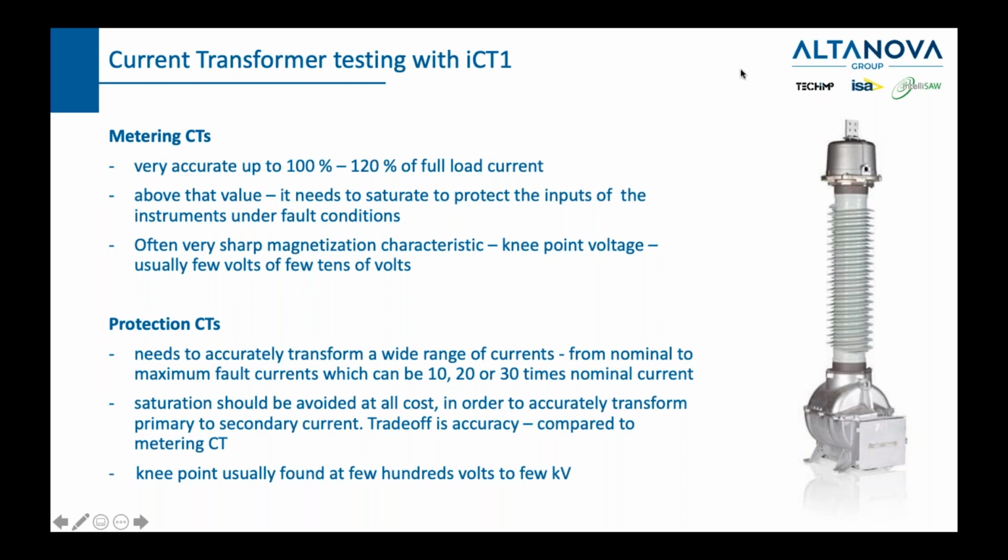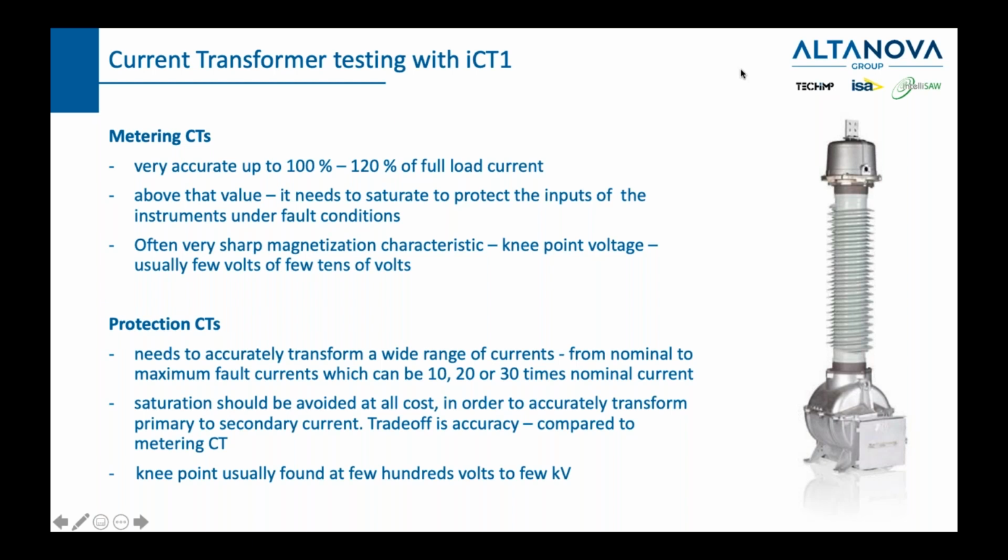Protection CTs, that's the blaster. That's the big rugged guy. So they need to accurately transform a wide range of currents from nominal to maximum fault currents, which can be 10, 20, or 30 times your nominal current. Why is that? Well, let's say that we have an overcurrent protection with a time inverse characteristic, which means that if the current is big, you will trip very fast, and if the current is low, then you can wait for a long period of time.